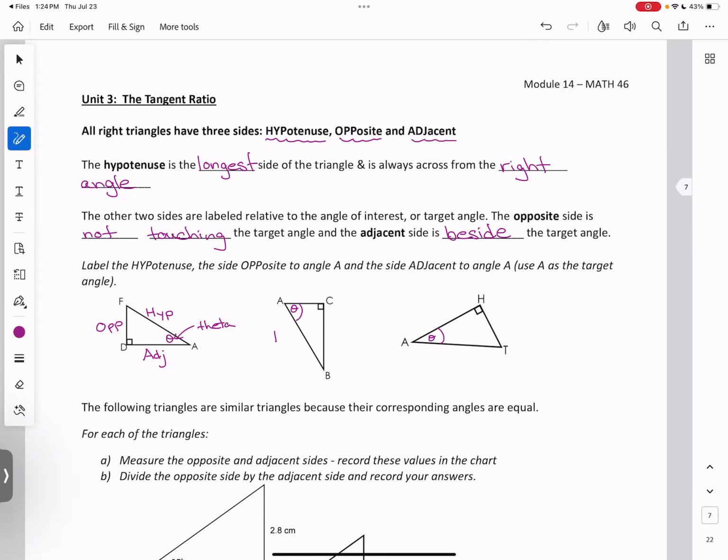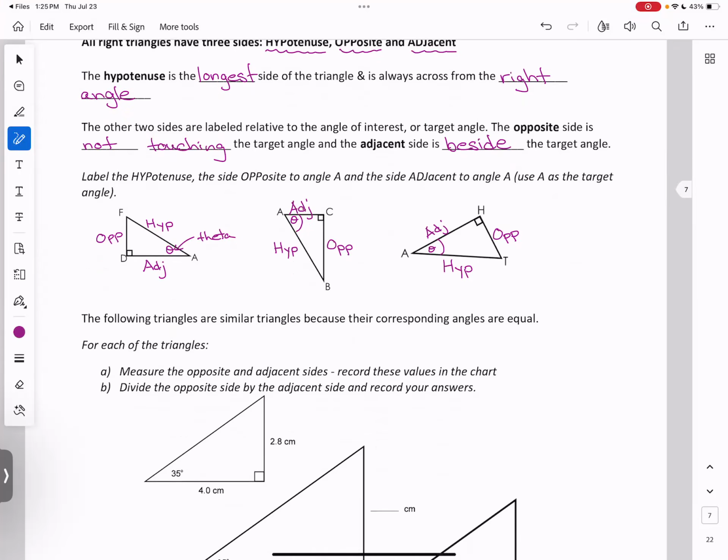So over here, across from our right angle is our hypotenuse. Our opposite side is the side not touching our target angle, and adjacent is touching it and not the hypotenuse. And in the last triangle here, we have our hypotenuse over here, across from the right angle, our opposite right here, and our adjacent right here. And we're going to start talking about the ratio of those different side lengths.